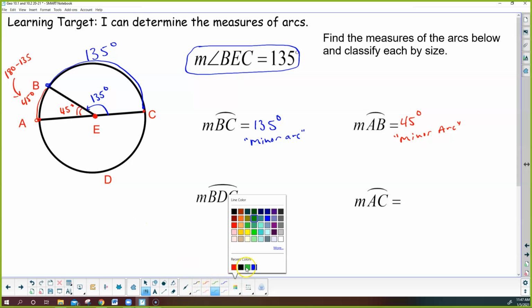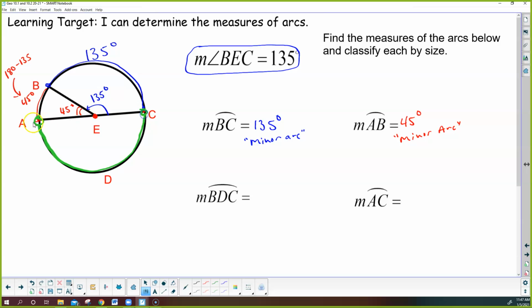All right, and then the next one, actually the easier one might be AC. Now notice they don't tell me which direction to go. Do I go this way or do I go this way? It doesn't matter because AC is a semicircle, so either way it's half of the circle and it's going to be 180 degrees. And we know that because AC is the diameter.